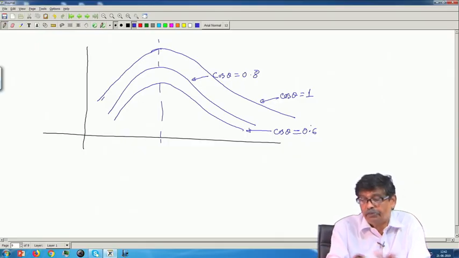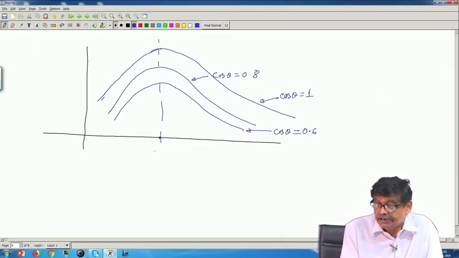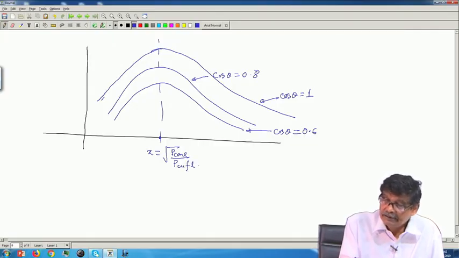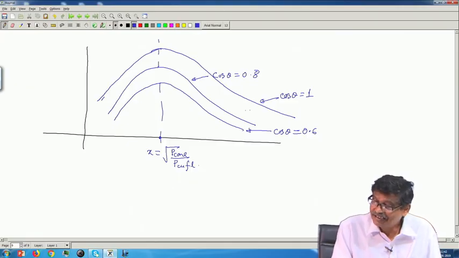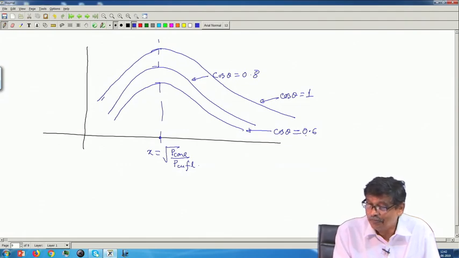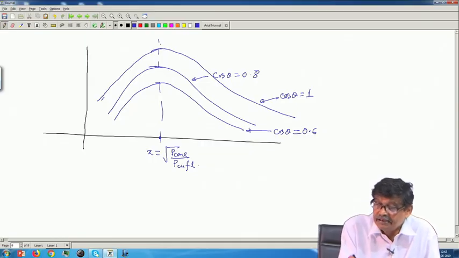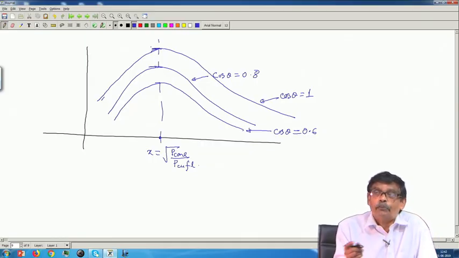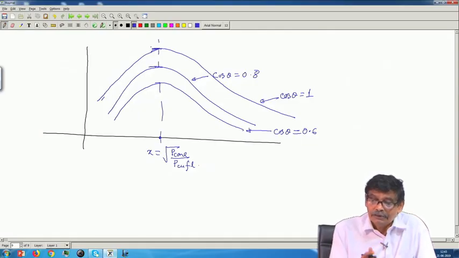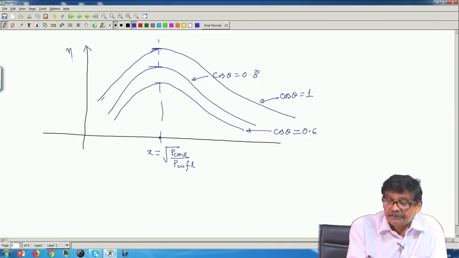Now the full picture is clear to me, but nonetheless this thing remains: P copper at full load, and these maximum efficiencies correspond to different power factors. Eta max at 0.6, eta max at 0.8 is this much, and this is eta max at unity power factor. So, this axis is efficiency, eta.